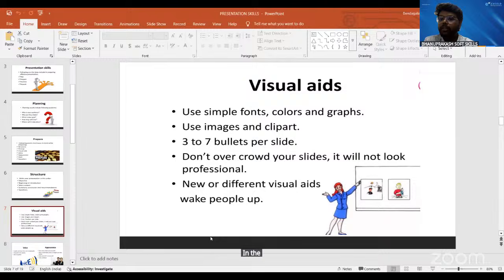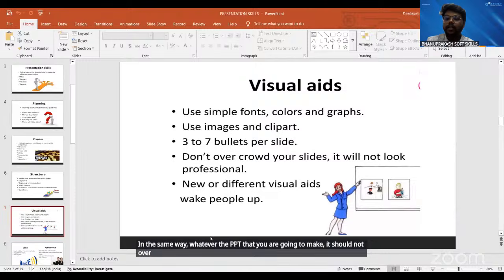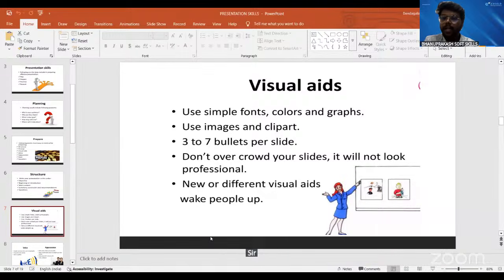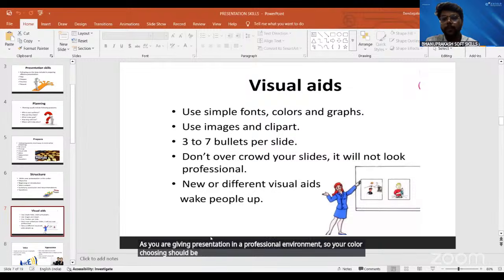In the same way, whatever PPT you are going to make, it should not overshadow the content that you have prepared. So always try to choose minimal colors. As I already told you, even colors play some kind of psychology. So try to choose proper colors, as you are giving a presentation in a professional environment. So your color choice should also be professional.